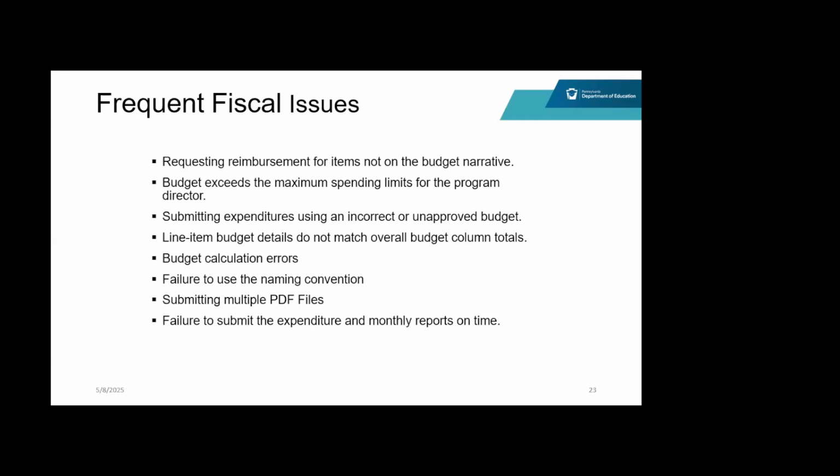Other frequent issues: budget exceeds the maximum spending limits for the program director. Submitting expenditures using an incorrect or unapproved budget. Line item budget details do not match overall budget column totals. Budget calculation errors. Failure to use the naming convention. Submitting multiple PDF files. Failure to submit the expenditure and monthly reports on time.